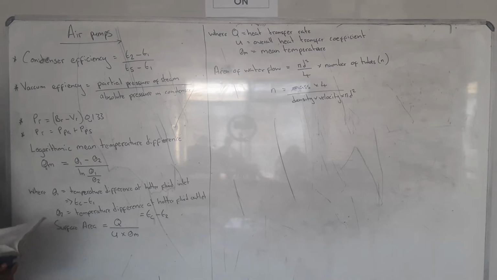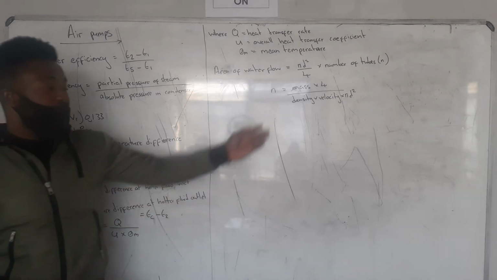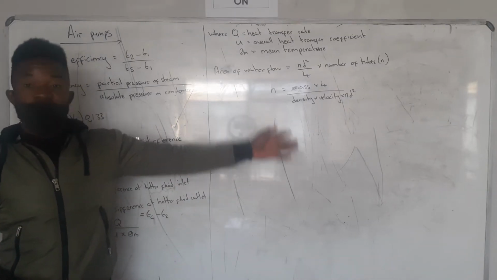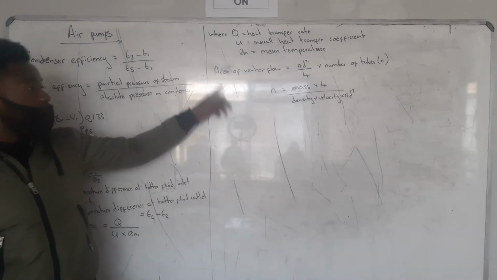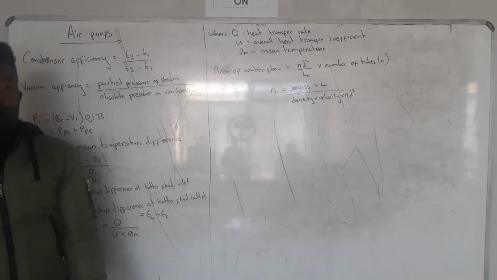Okay, and then you also have the formula to calculate the area of water flow. It's going to be the area multiplied by the number of tubes. If you're not given the number of tubes, you can just calculate the number of tubes using this formula. And these two formulas, please note, they're not given on your formula sheet. These you must know.